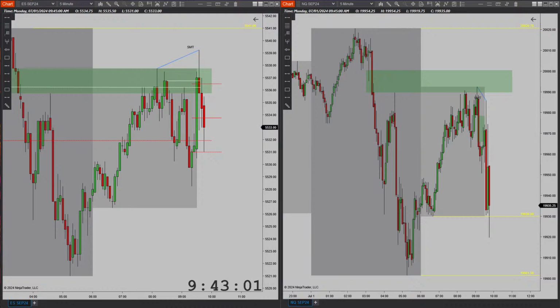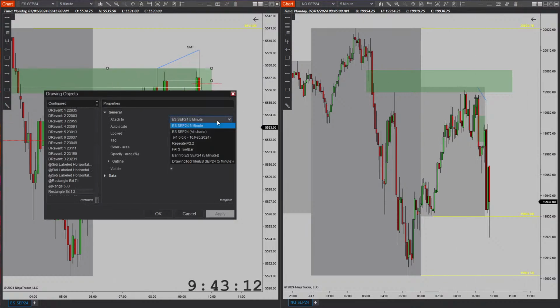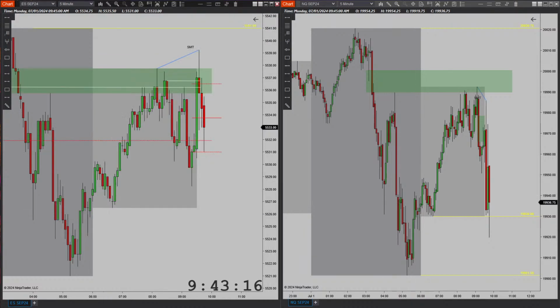Where are we still on the hourly? We are holding below that gap there. There we go. Yep, we have nothing but wicks on the 1 hour. Same thing with the 1 hour here on NQ.